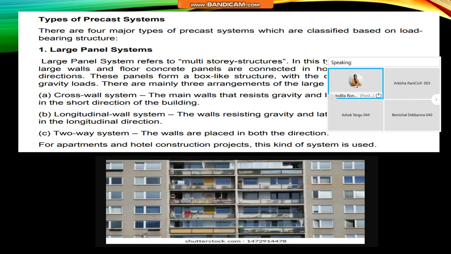There are mainly three arrangements of the large panel system. Number one, cross wall system. The main walls that resist gravity and lateral loads are placed in the short direction of the building. Number two, longitudinal wall system. The walls resisting gravity and lateral loads are placed in the longitudinal direction. Number three, two-way system. The walls are placed in both directions. For apartments and hotel construction projects, this kind of system is used.